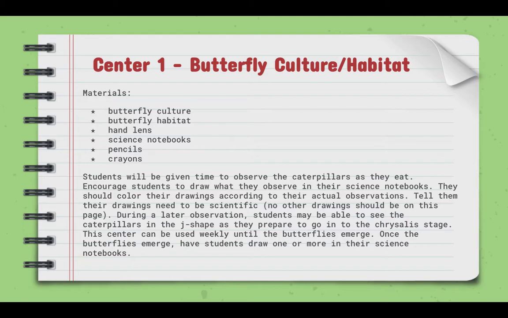During a later observation, students may be able to see the caterpillars in the J shape as they prepare to go into the chrysalis stage. This center can be used weekly until the butterflies emerge. Once the butterflies emerge, have students draw one or more of those butterflies in their science notebooks.